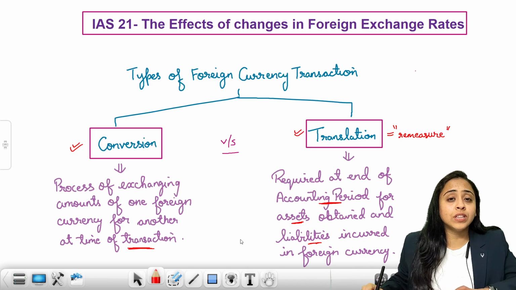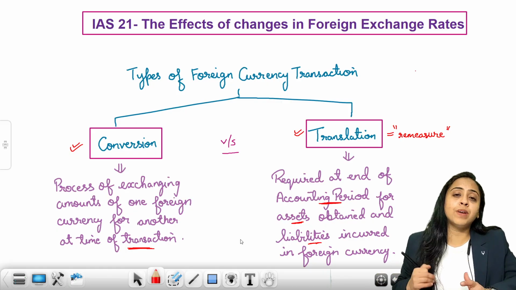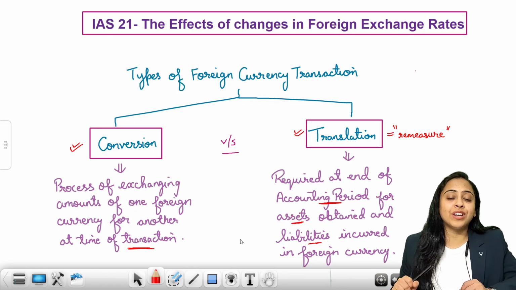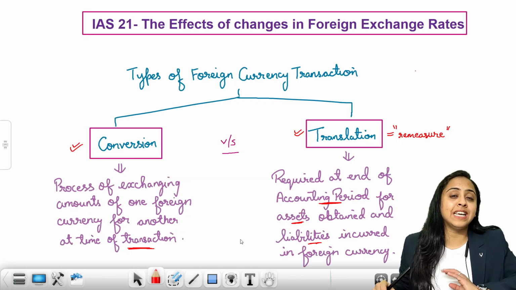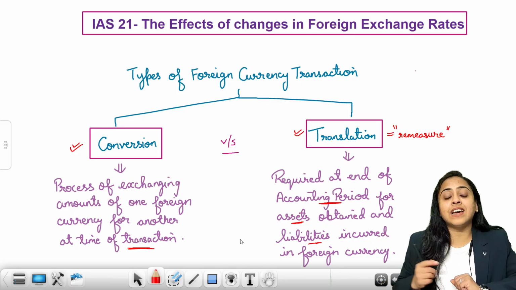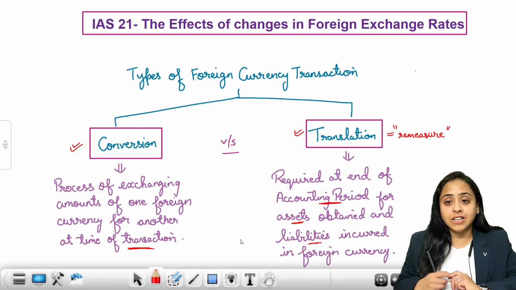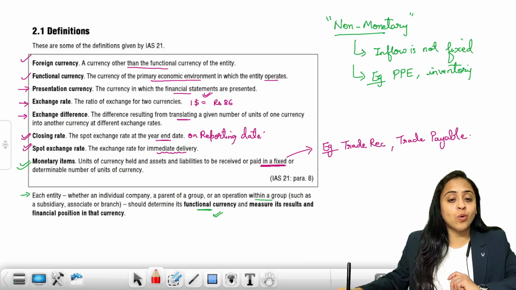I hope you're clear with conversion and translation. I hope you're clear with functional currency and foreign currency. These are the basic concepts and terms used in IAS 21. If you're good with this, then you will be in a position to understand the entire IAS 21 clearly. We have had one question already.